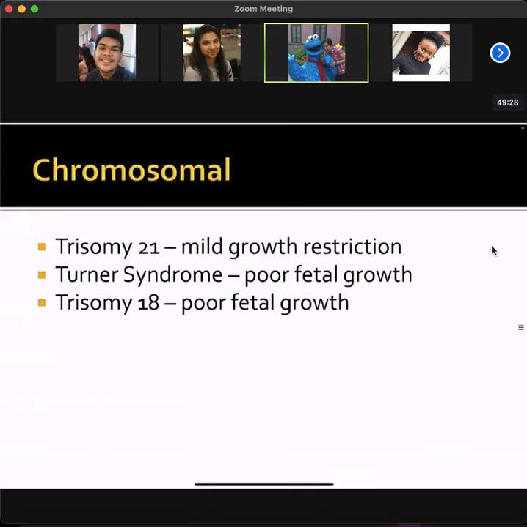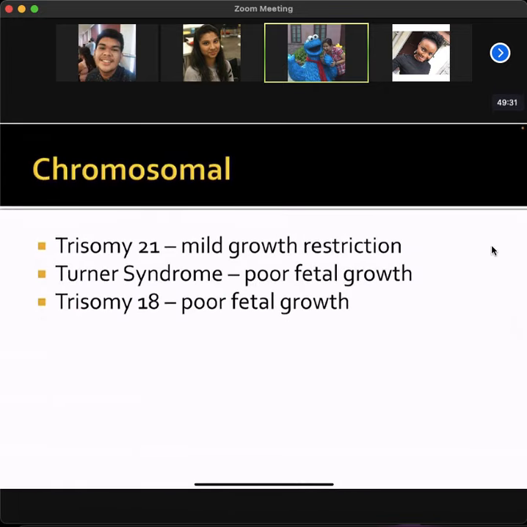What are the chromosomal abnormalities that cause fetal growth restriction? Trisomy 21 only causes mild growth restriction, whereas Turner syndrome, or 45,XO, and trisomy 18 cause poor fetal growth.